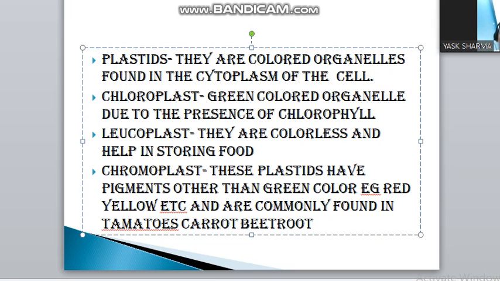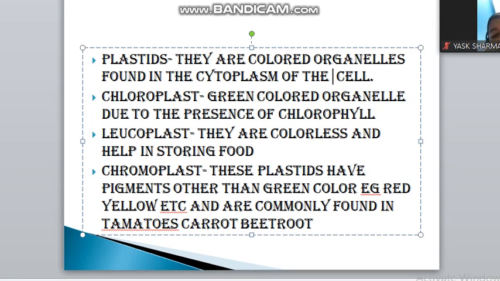Plastids are the colored organelles which are found in plant cells, not necessarily only plant cells. Some other cells also have them, but basically plant cells. Why? Because plants have to prepare their own food and then they have to store the food also.